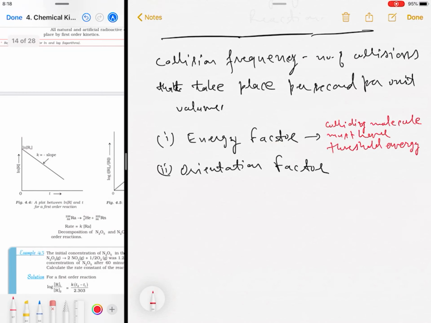So we have seen that in the collision theory, those collisions are effective or result in the formation of product in which there is a particular amount of energy, threshold energy, and the molecules are in a particular orientation.